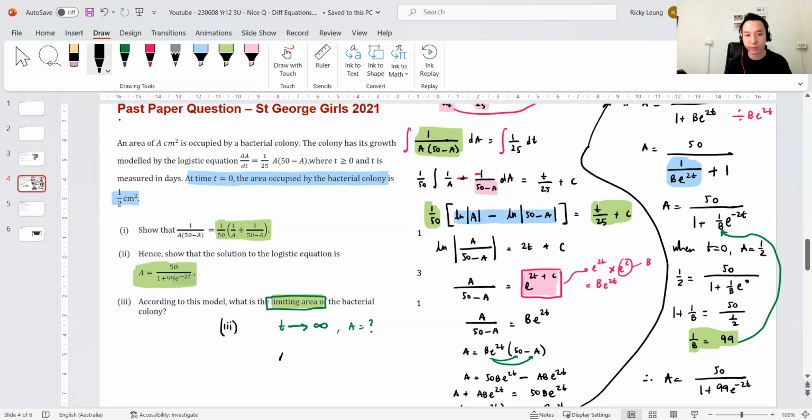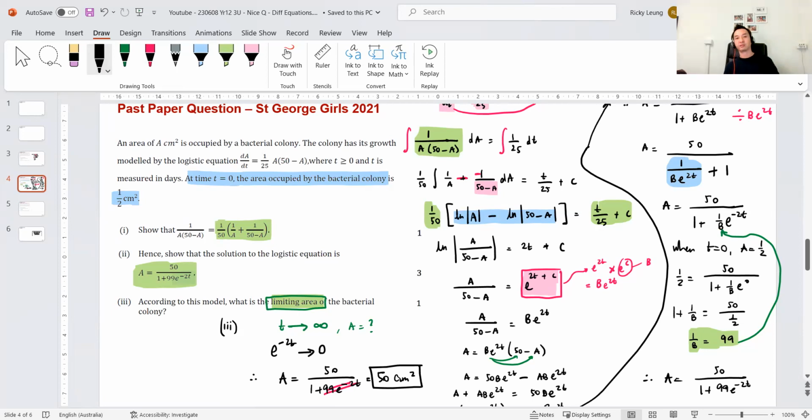Now I know that when t goes to infinity, E to the power of minus 2t goes to what, guys? When t gets very large, any term with a negative power goes to 0. So in your A expression, A equals 50 over 1 plus 99E minus 2t, this bit here goes to 0. That's gone. So the answer is 50. It goes towards 50 centimeters squared.